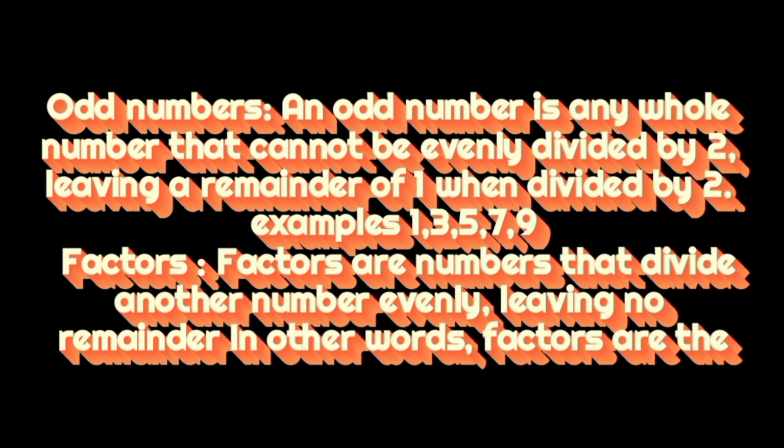Odd numbers. An odd number is any whole number that cannot be evenly divided by 2, leaving a remainder of 1 when divided by 2. Examples: 1, 3, 5, 7, 9.